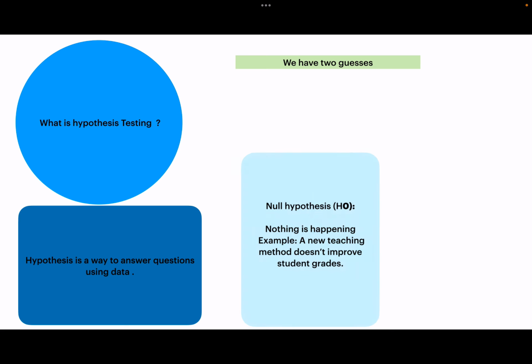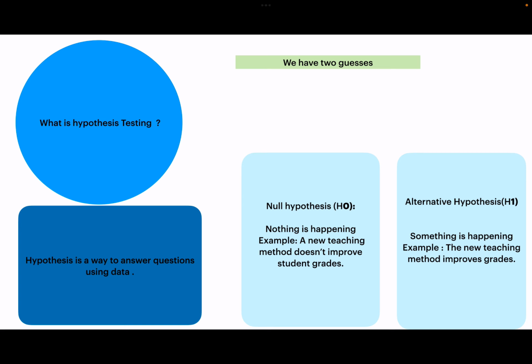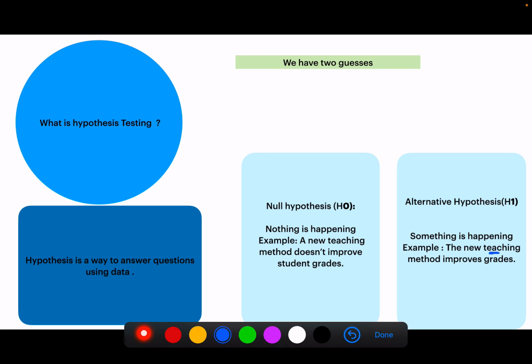The first guess is the null hypothesis, which means nothing is happening, which means no change is happening. For example, a new teaching method doesn't improve student grades, which means no change. Another guess is the alternative hypothesis, which means something is happening, which means there is a change happening. The null hypothesis and alternative hypothesis oppose each other. Something is happening in the alternative hypothesis: the new teaching method improves the grades, which means there is a change.